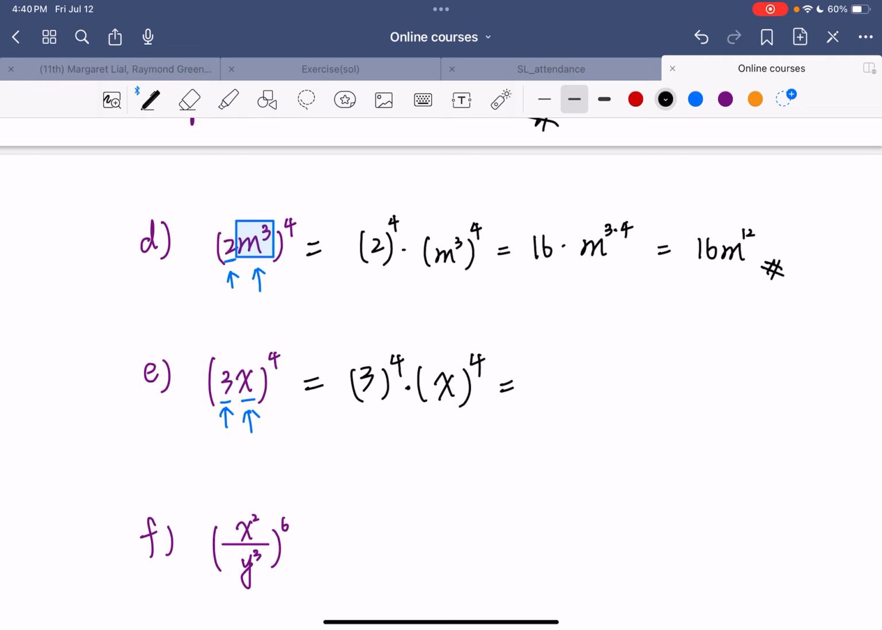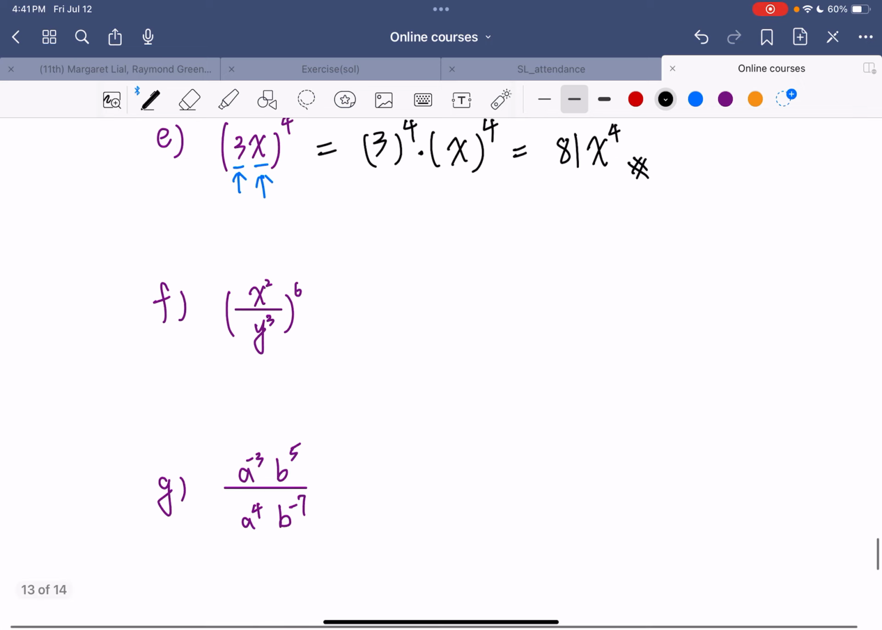So 3 with power of 4, that will become 9 with power of 2, and that will become 81. Okay, 81. And here we got x with power of 4. We just directly write it. So we can write x with power of 4. That would be our answer.